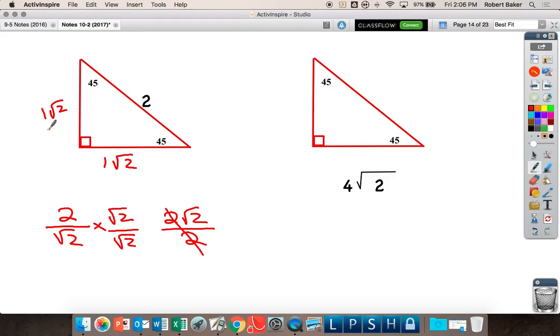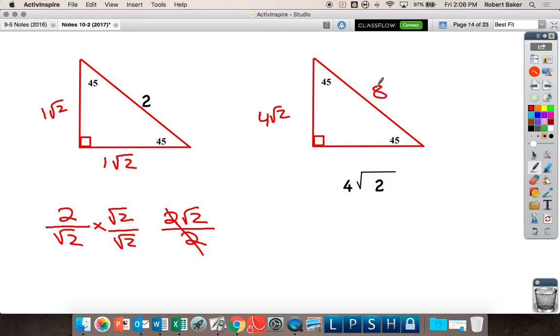So how big is this one? If you have radicals here, you should expect to see a whole number here. So 8.